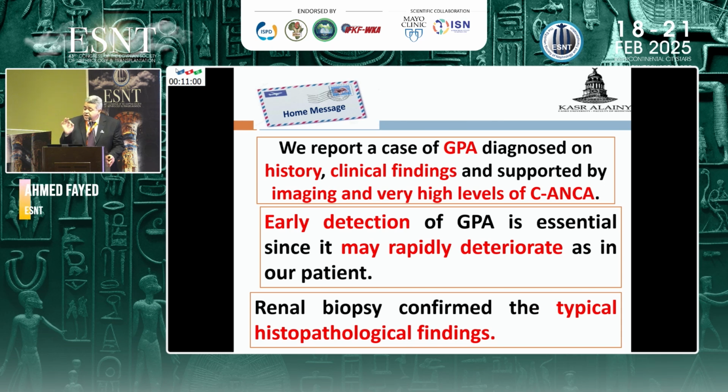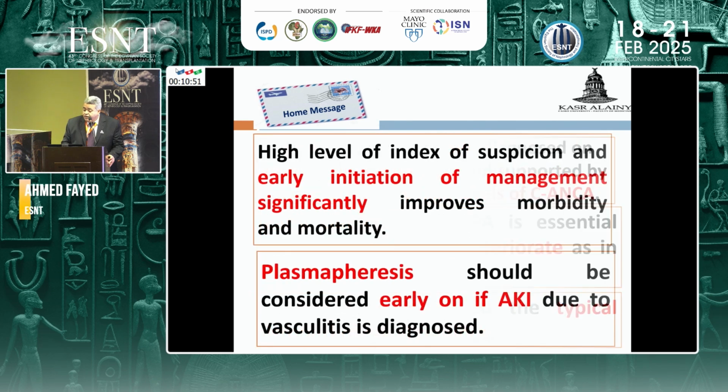Early detection is essential, as the case rapidly deteriorated, as you see, and the renal biopsy is done after stabilization of the patient's condition. With typical findings and a high index of suspicion in this case, we should initiate plasma exchange early if AKI due to vasculitis is diagnosed.